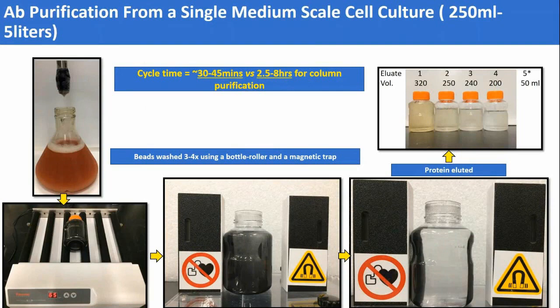So the beads now can be washed with what we call these magnetic traps, and there are two methods. You can put it in a raw bottle after you have added in the wash buffers. Alternatively, you can just shake the bottle and then align it very close to this magnetic trap, which was custom made. And then we just tilt and get rid of the liquid and retain the beads.